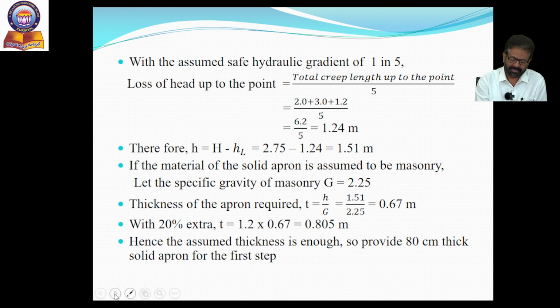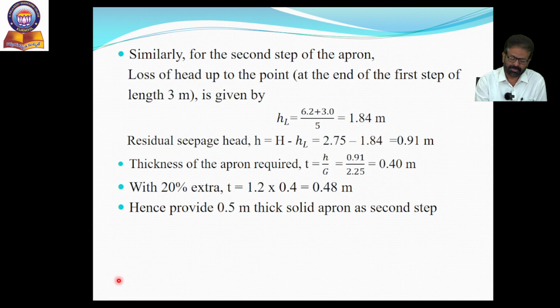In the present case, we are proposing two steps. The first step is 3 meters in length, having 0.8 meter thickness. Similarly, for the second step of the apron, the same procedure has to be adopted, and accordingly we have to determine the thickness of the apron. Here the only difference is the creep length.